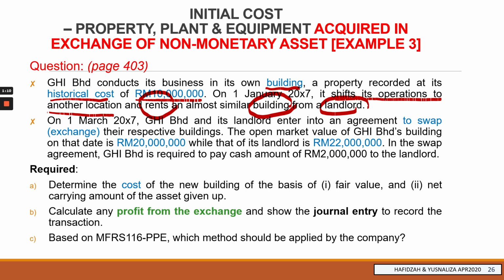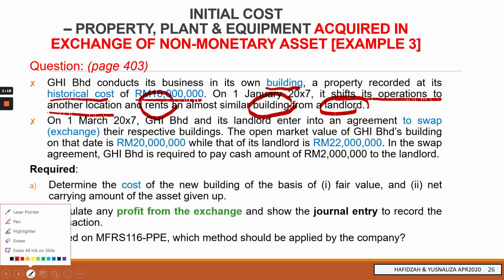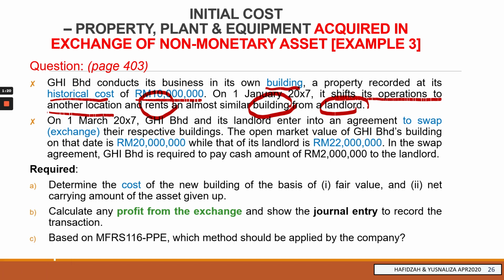On 1st March 2007, after 3 months, GHI, which is the reporting entity, and the landlord, who is the owner of the building, enter into an agreement to swap, which is to exchange their respective buildings. So the building of the landlord will now be swapped with the building of GHI. That was the case.